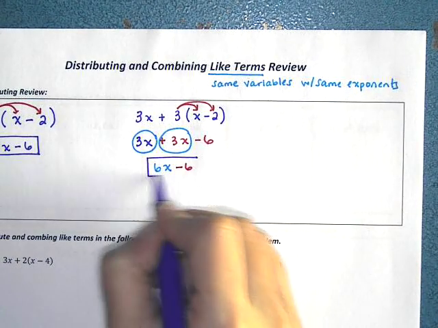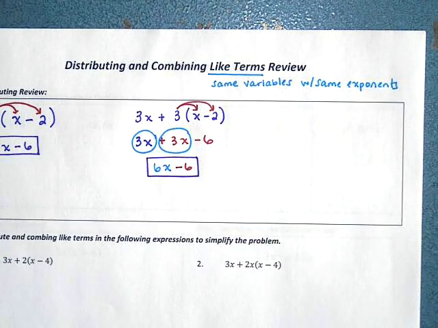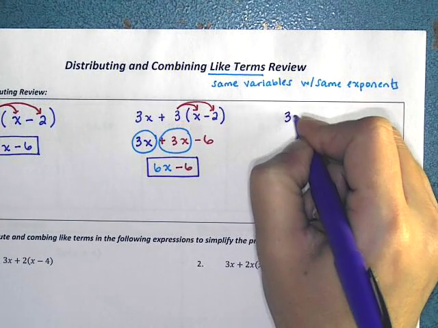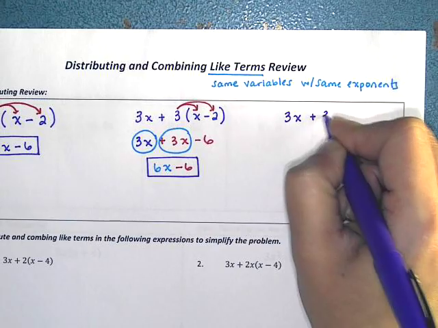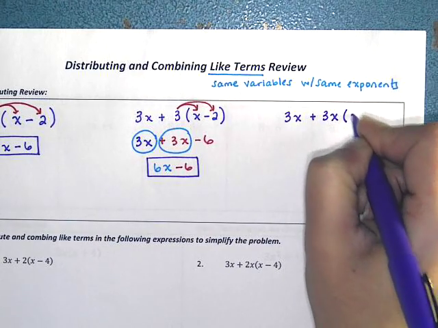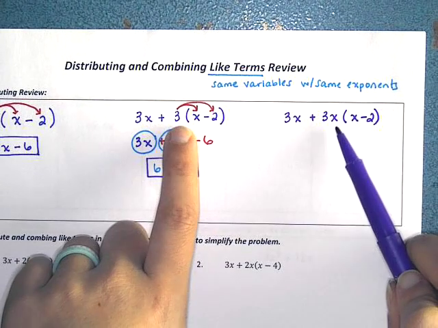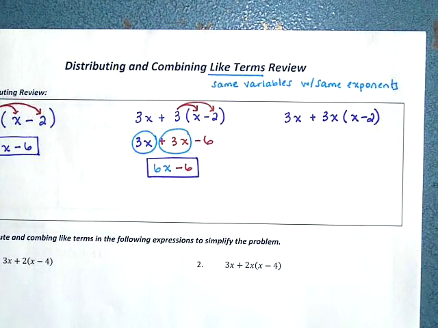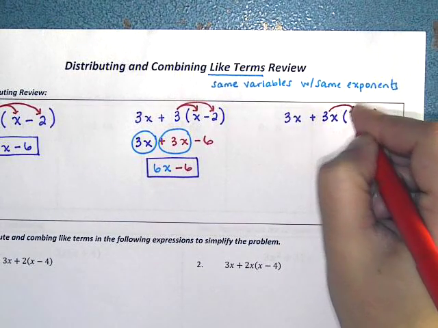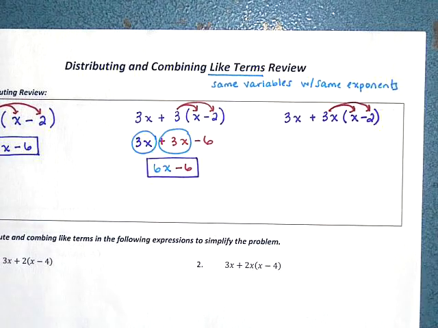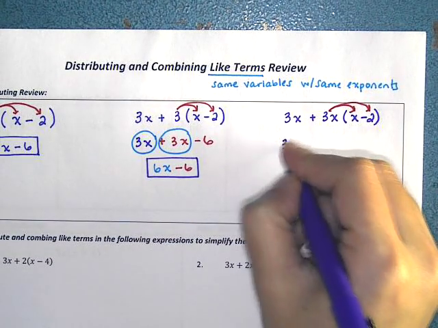The last problem that I want to review is this one: 3x plus 3x times x minus 2. So the only difference here is that now there's an x outside of the parentheses. Once again, I'm going to start by distributing. Now I'm going to drop down the 3x at the beginning. I'm not going to change it.